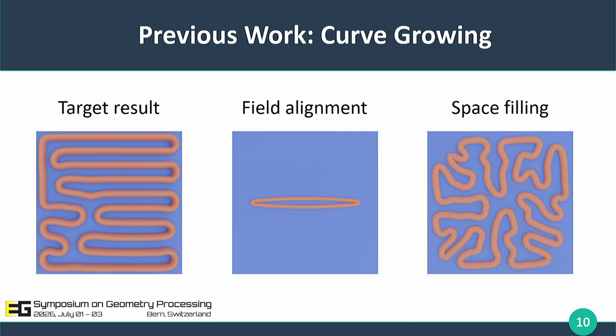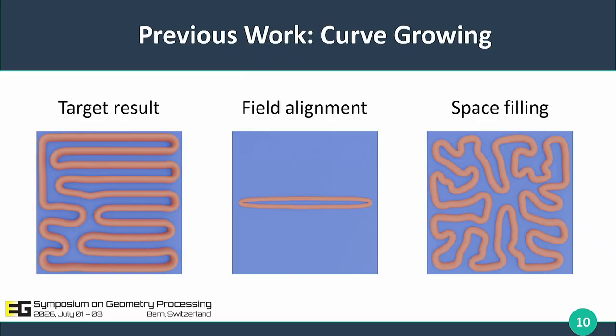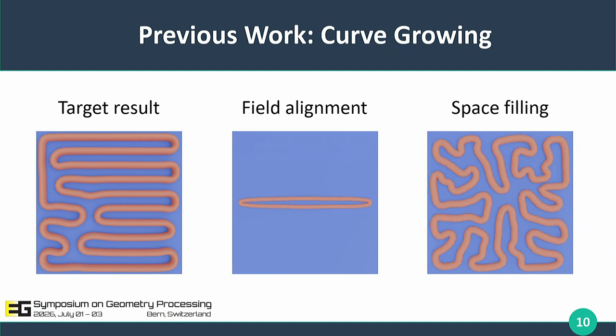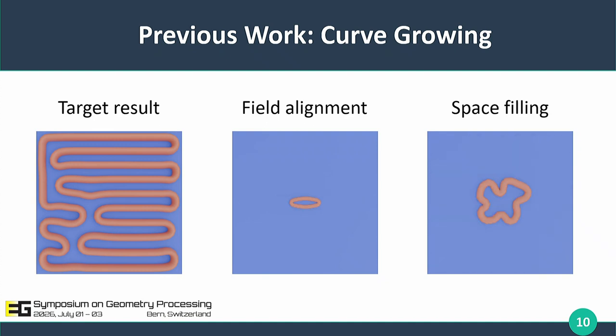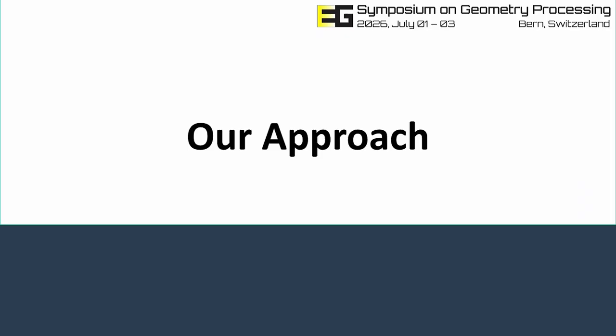The space filling term instead encourages the curve to expand in all directions to cover the space, and it will ignore the tangent field. The main challenge is that these objectives in most cases are competing, and balancing field alignment and space filling objectives while avoiding local minima is extremely difficult and remains an open challenge in the design of curve growing methods. To address this challenge, we rely on a different approach.